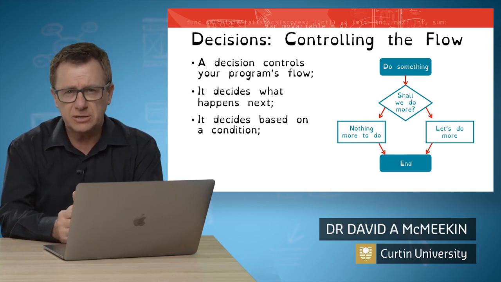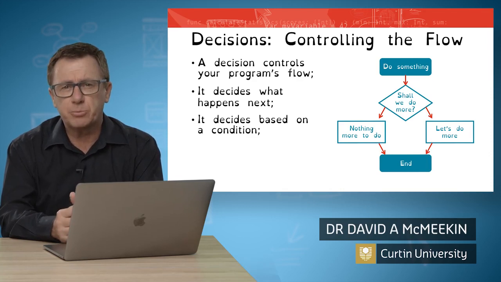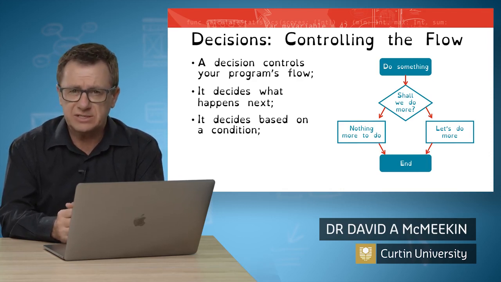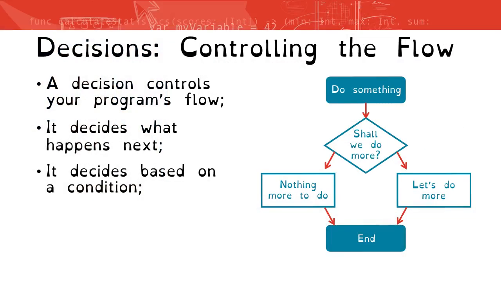A decision controls the flow of our program. In our programs, decisions decide what happens next. It looks at a specific condition, evaluates what that condition is, and depending on what it evaluates to, decides what piece of code will be executed next. It controls your program's flow.